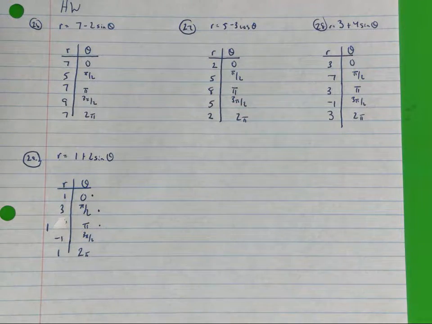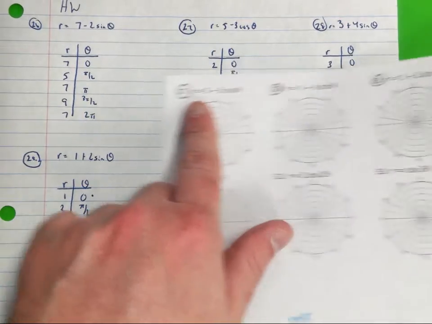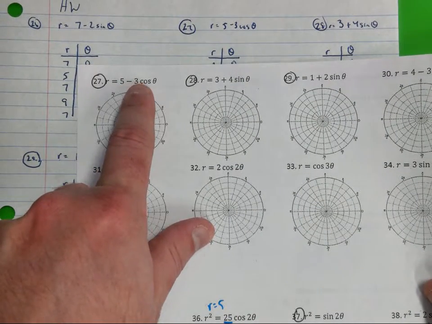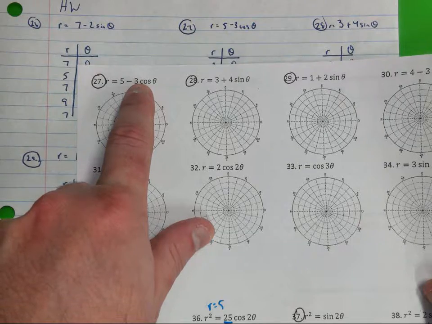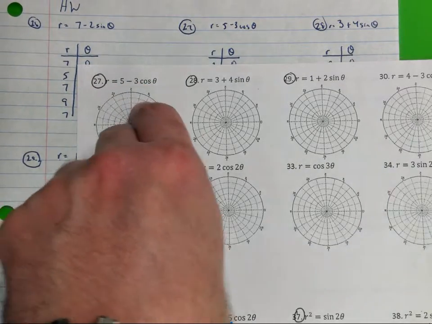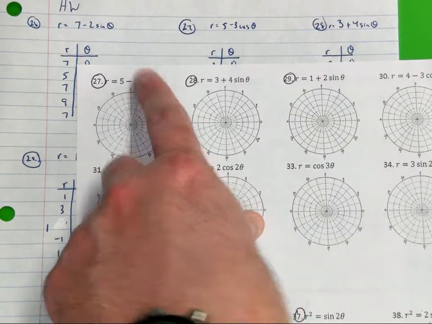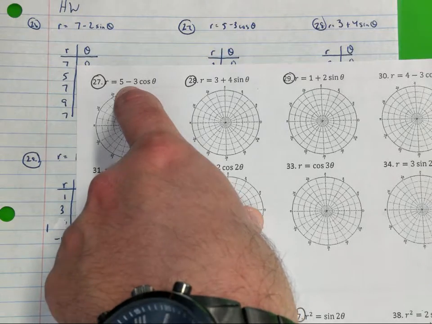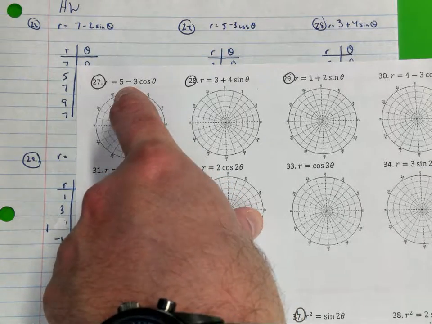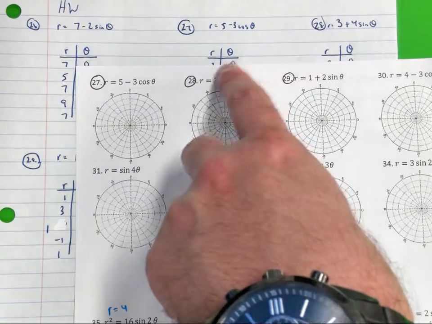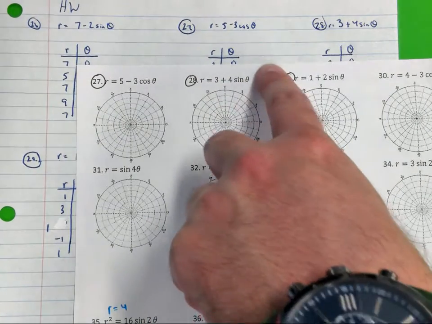So let's look at the equations in general for just a second. 27. The A is greater than the B. So, first of all, overall, what type of equation is this? A limaçon, because it has a minus in there. The A is greater. Is it inner loop or dimple? Dimple. Is the dimple at the pole? No.